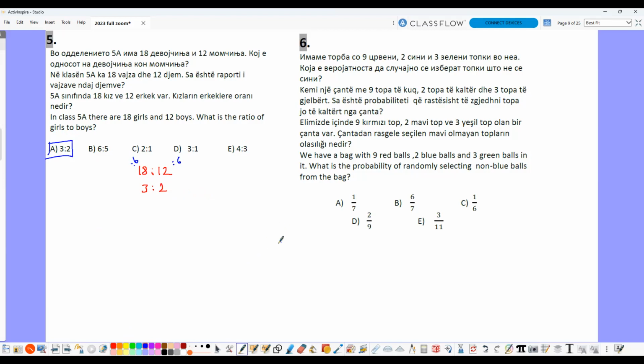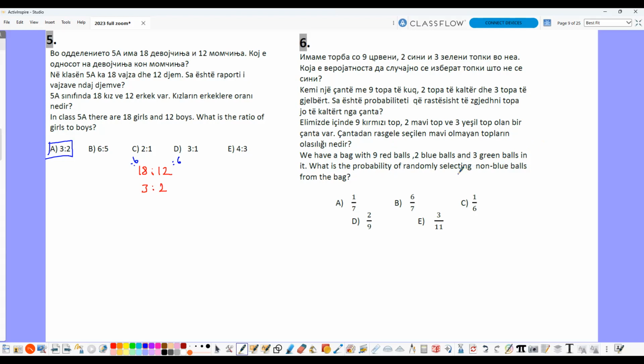Okay, here we are going to try to understand the probability question. This is the probability question. We have a bag with 9 red balls and 3 blue balls and 3 green balls. What is the probability of randomly selecting non-blue balls?